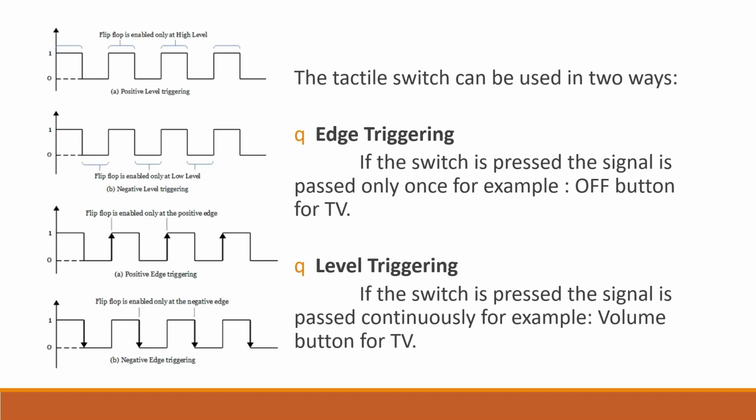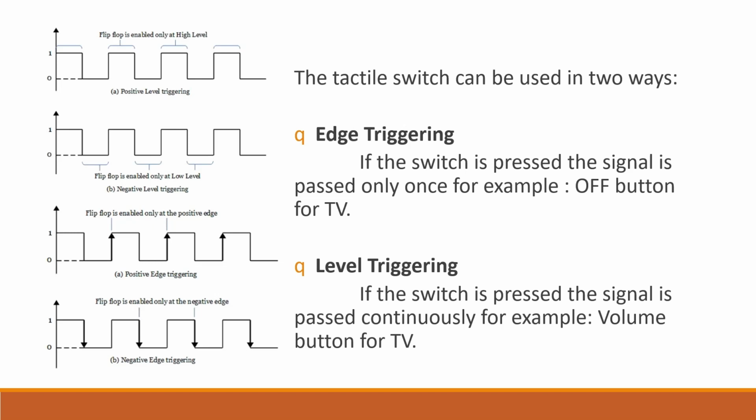By using it, we have to know two concepts: edge triggering and level triggering. Edge triggering: if the switch is pressed, the signal is passed only once. If the tactile switch is pressed once, the high line goes to low for a second, then comes back to the original state, which is called positive level triggering. If it is done the opposite way, like if the line is low and we press the button, then it will go high and come back to low, it is negative level triggering.